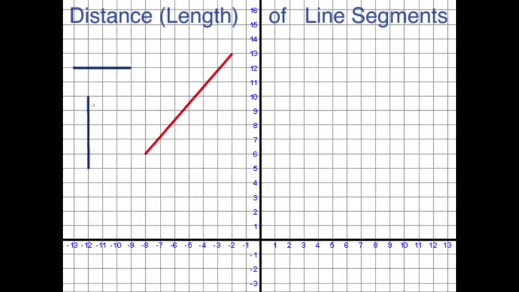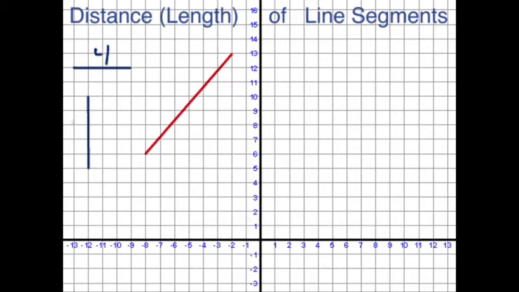To find the distance of line segments, it's very easy when your lines are horizontal or when your lines are vertical. Because in those cases, all you have to do is count. You just count the number of boxes. So 1, 2, 3, 4.